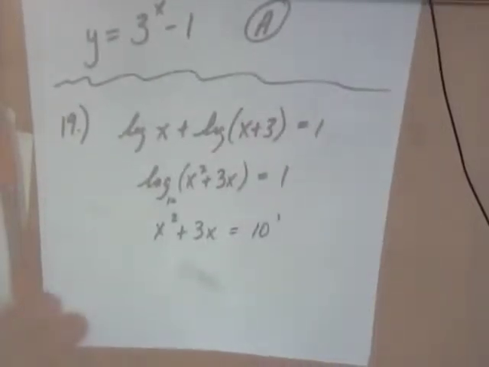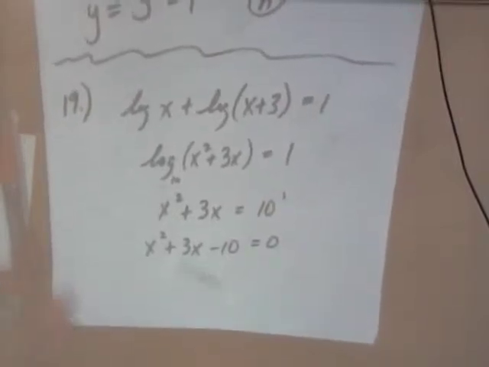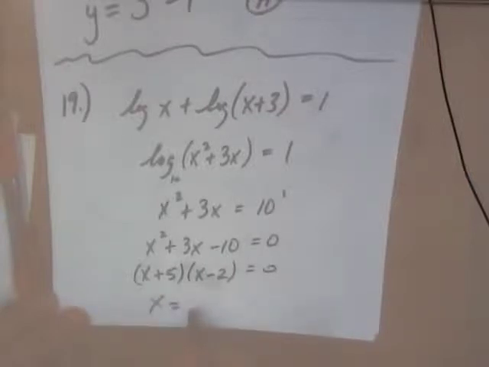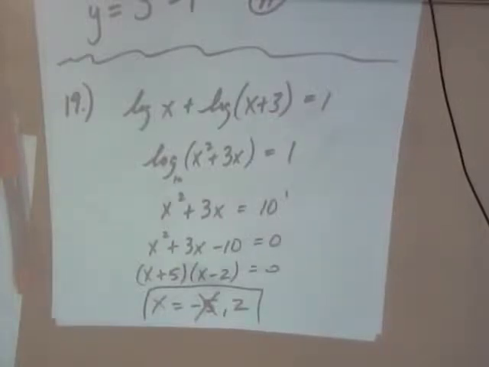It's a quadratic, so I gotta set it equal to 0. X squared plus 3x minus 10 equals 0. We can factor this into x plus 5, x minus 2. So x equals negative 5 or 2. However, you cannot take the log of a negative number, so negative 5 will not go in there. So the answer is just 2. Questions on 19?